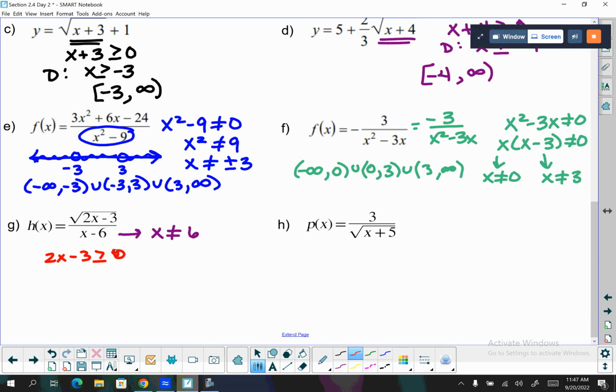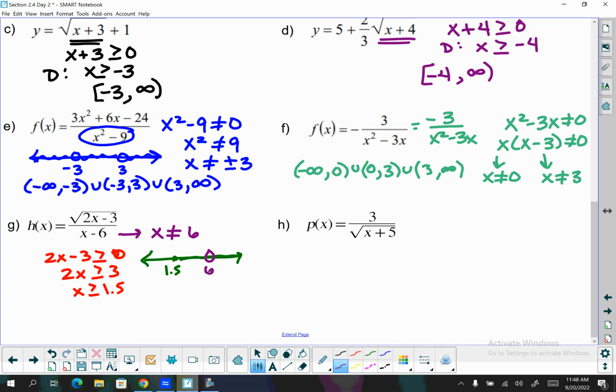Okay, solve for x. 2x is greater than or equal to 3. So x is greater than or equal to 3/2, or this decimal's pretty, 1.5. Okay, I'm going to draw this one on the number line. I am allowed to have in my domain every number from 1.5 to infinity, but I am not allowed to include 6.